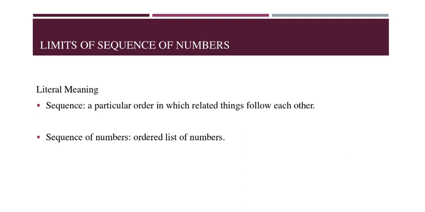Now, let us see what is the literal meaning of sequence. So, a literal meaning of sequence is a particular order in which the related things or objects or numbers or strings follow each other, right? And when I restrict myself to the sequence of numbers, we can say that sequence is an ordered list of numbers. So I'm saying order in which the numbers are appearing is important, and that order is defined with the help of some rule.